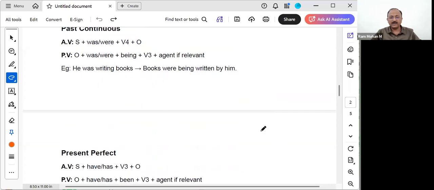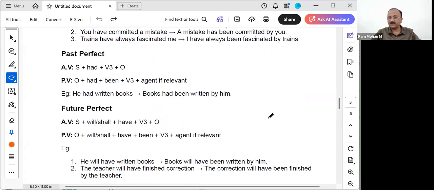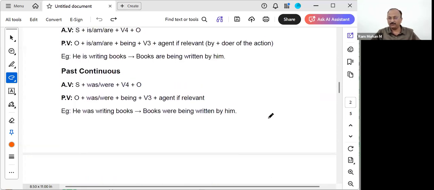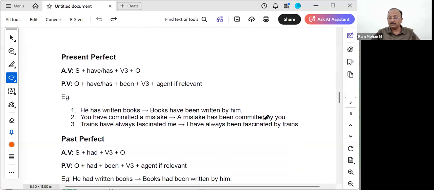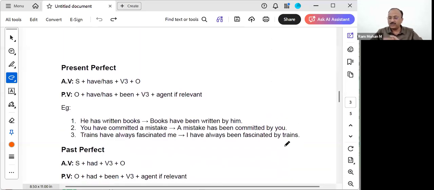Let's see. I said future continuous form will not have any passive form. So directly we go for present perfect. Present perfect and past perfect we'll go for. The future continuous form will not have, and perfect continuous, past perfect continuous, present perfect continuous, and future perfect continuous forms. So, they will never have any passive voice. So we need not learn also. We'll directly go to present perfect form.